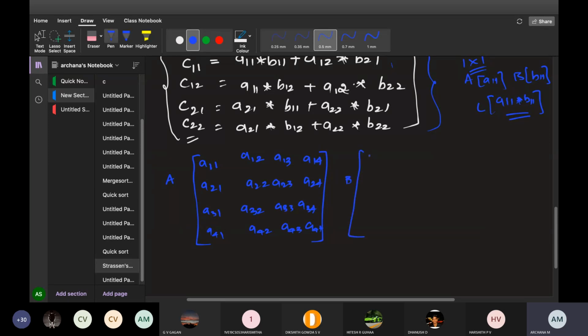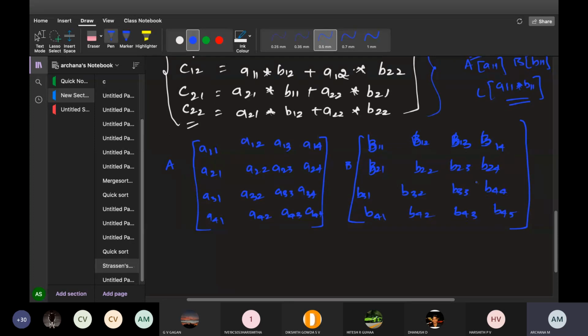Write down the B matrix also. This is just information, that's all. With this, we will come to know what the formulas for Strassen are. B11, B12, B13, B14, B21. Sorry, this is small b. Don't write it as big B. B21, B22, B23, B24, B31, B32, B33, B34, B41, B42, B43, B44.